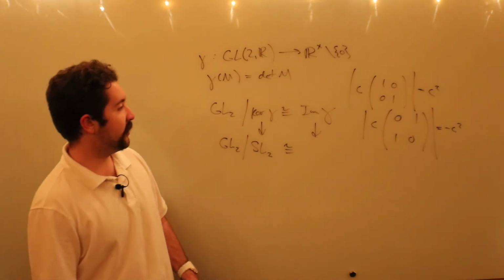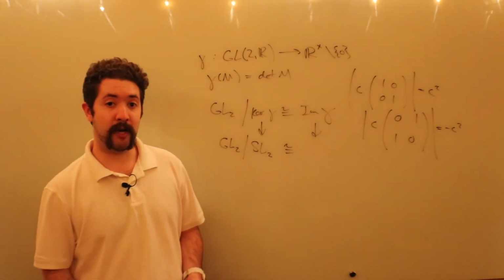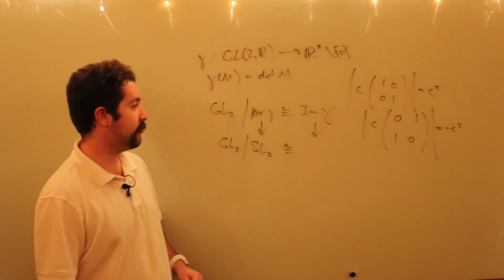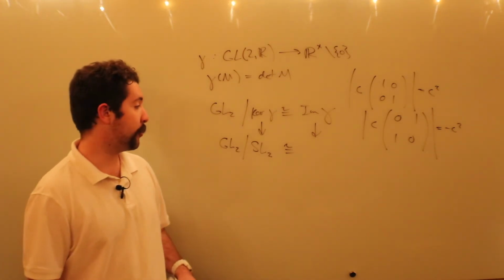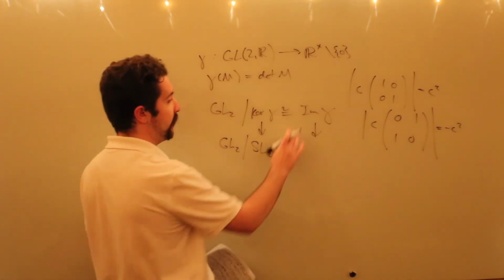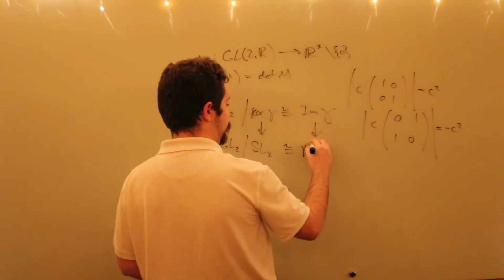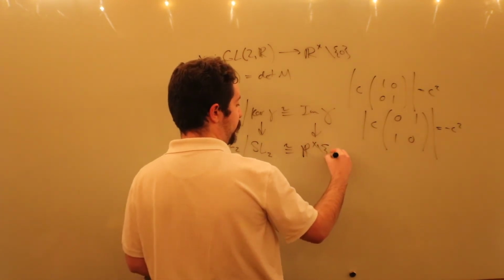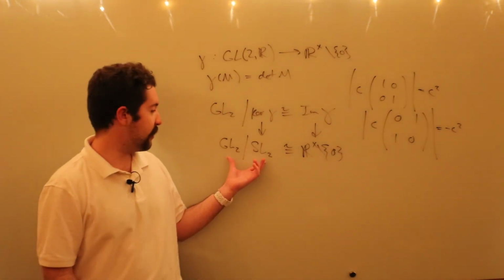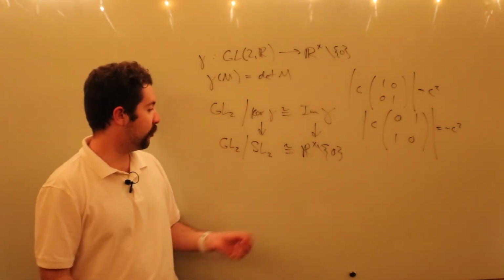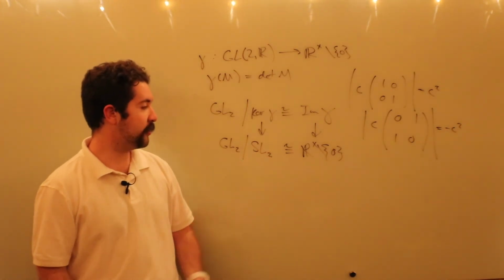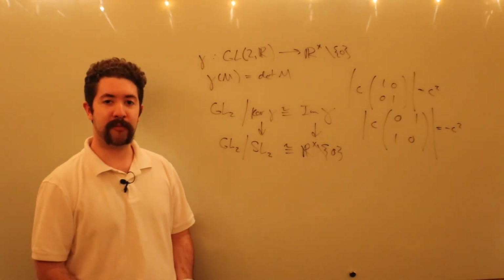So what we see is that any non-zero real number has a manifestation as a determinant of a 2 by 2 matrix in the general linear group, which means that this map gamma is onto, and the image is thus the real numbers under multiplication without 0. So now this is an interesting statement here. The general linear group, quotiented by the special linear group, is isomorphic to the multiplicative real numbers.